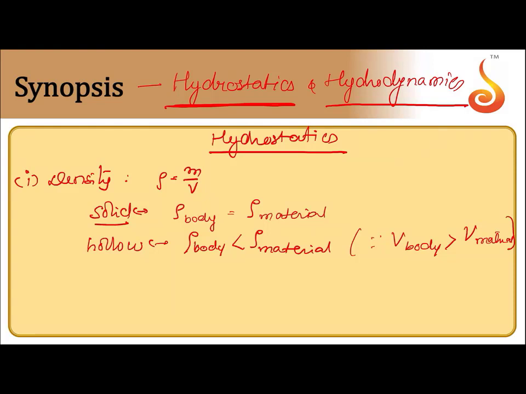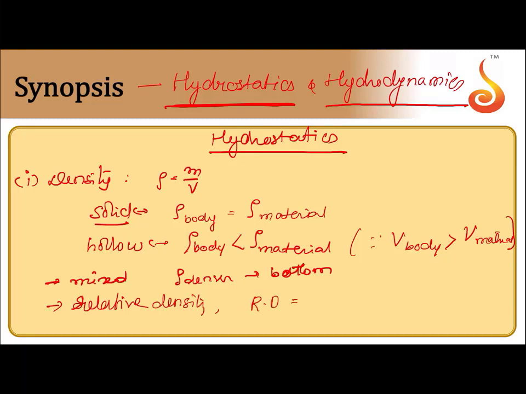Suppose I consider the liquids which are mixed with each other. When two immiscible liquids are mixed, then remember the denser liquid is at the bottom while the less dense is at the top. Bottom portion is occupied by the denser liquid. One of the important terminologies which we use here is the idea of relative density or specific gravity. Relative density is represented by RD. This is nothing but density of the object or density of the body divided by density of water. This is also known as specific gravity.